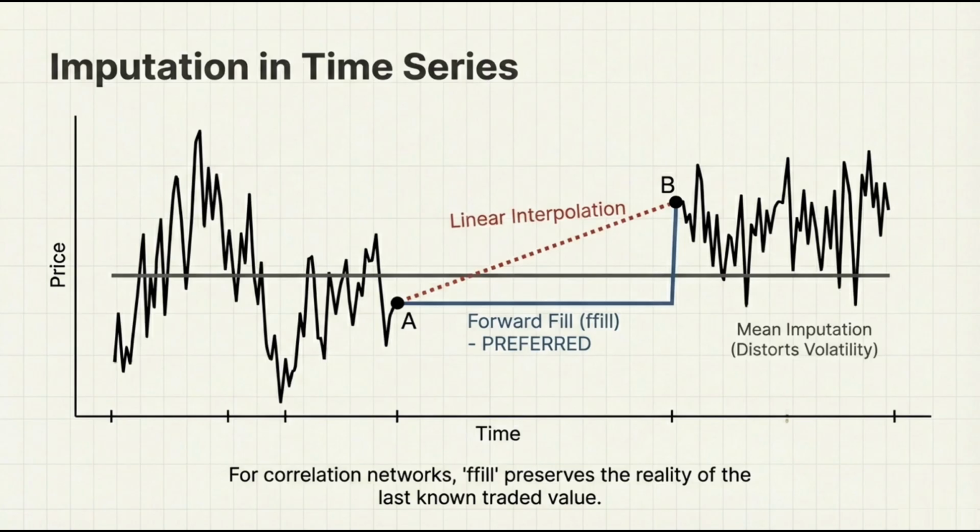Why? Because in many financial contexts, especially for correlation networks built from traded prices, the last known traded value is often the most realistic assumption during a temporary gap. Mean imputation, by contrast, is shown as problematic because it distorts volatility. And volatility is exactly what many financial network measures depend on. So this slide is teaching us a domain-specific principle. The best imputation method is not just statistically convenient. It has to preserve the economic meaning of the data.